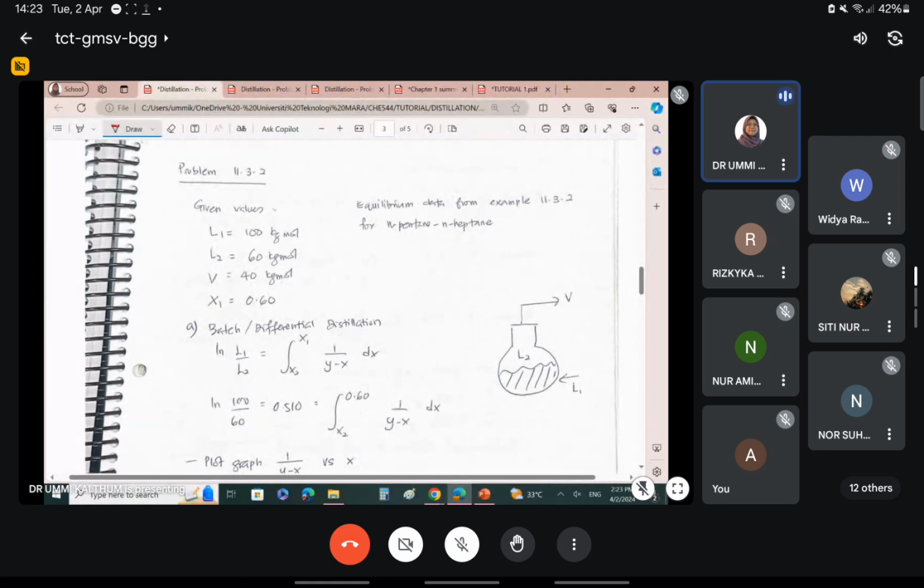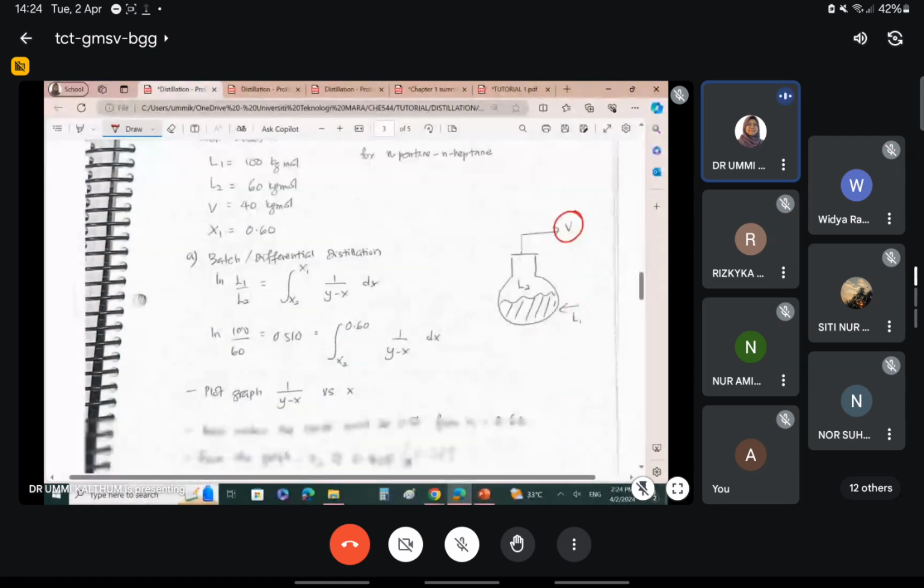Given values: L1 is the original liquid, moles is 100. L2 is the moles left after distillation, 60. So vapor leaving is 40, and X1 is 0.6. Okay, X1 is given as 0.6. The equilibrium data is the same as from example 11.32, so we use the same equilibrium data as before.